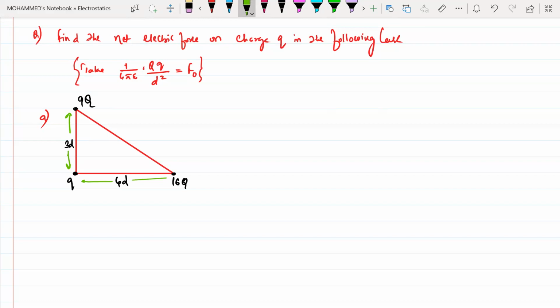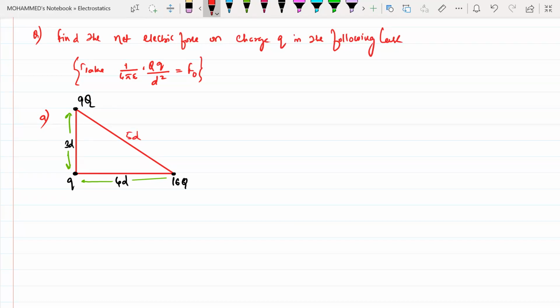So this is 3D, this is 4D. What will be this distance, beta? Another side. You can tell me. Pythagoras we can use, sir. Pythagoras theorem, under root of 3 square plus 4 square. That gives me how much? 3 square is 9, 4 square is 16. So it is 16 plus 9, 25. Sir, 5D. Yes, sir. Isn't it?